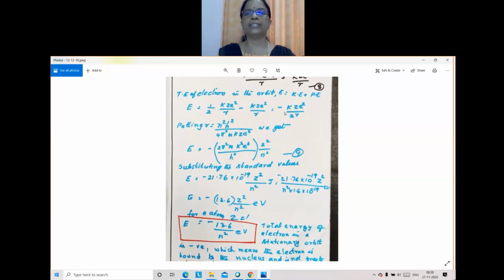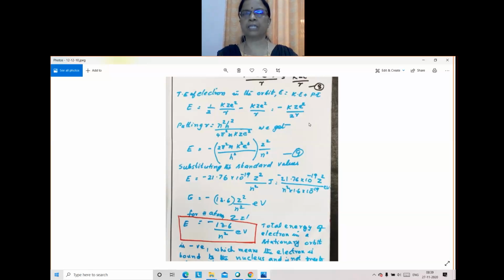So total energy is found to be negative. What is the meaning of that? Why is total energy negative? Because the electrons in the orbit are not free. They are bound to the nucleus. It is showing that in order to free them, we have to provide this much energy to the atom. Then only the electrons become free. So this negative sign shows that the electrons are not free. They are bound to the nucleus.